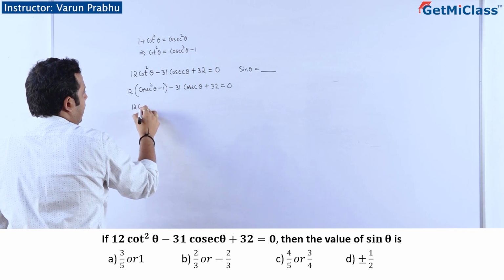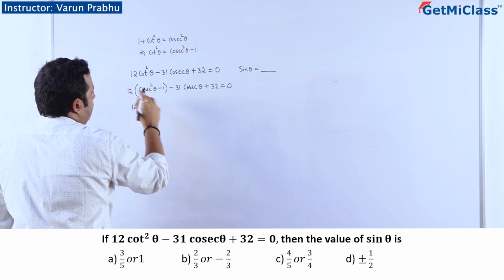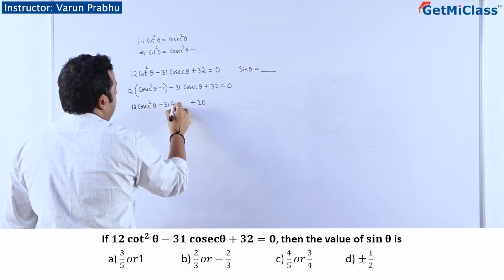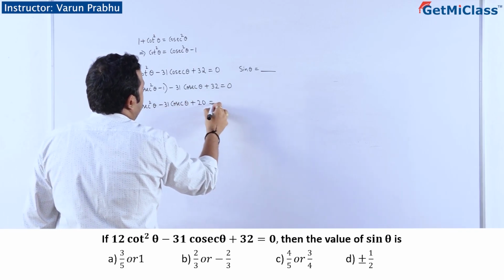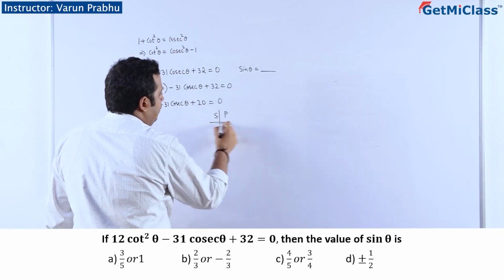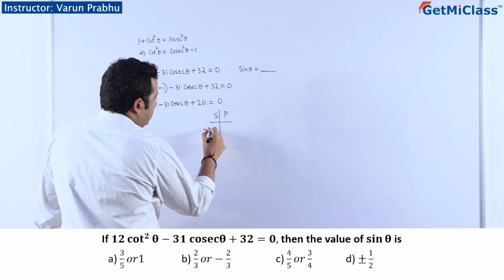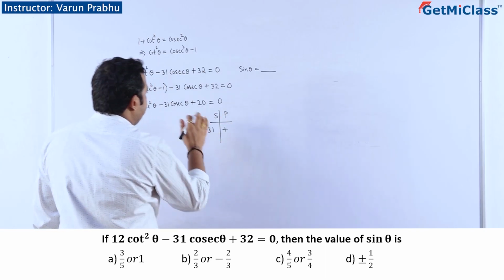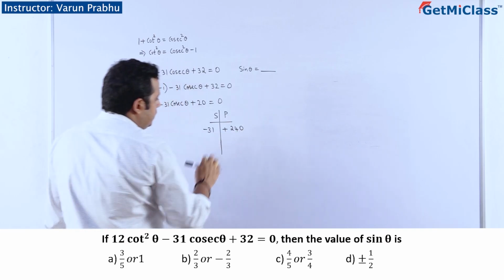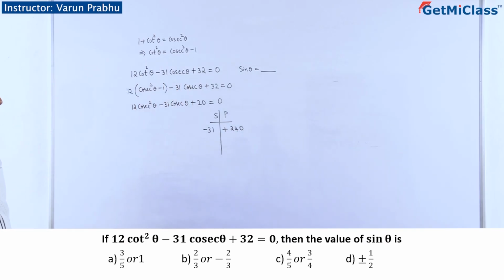So I can write 12 cosecant squared theta minus 12 plus 32, which is plus 20, minus 31 cosecant theta, that is equal to 0. So take the sum and take the product, simple stuff. Minus 31 and plus 240.